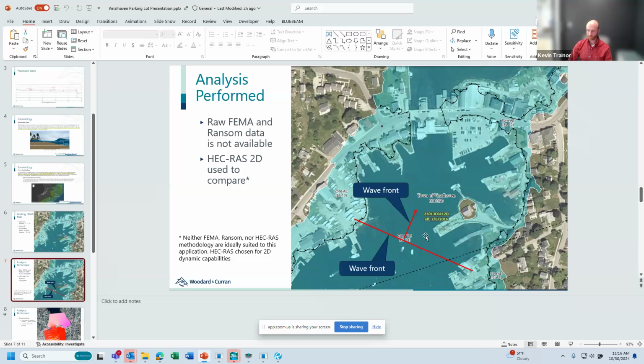ADCIRC model that Ransom created, I do not believe had the sort of resolution in the harbor area that we would be looking for to answer this question. So that's why we chose this tool.